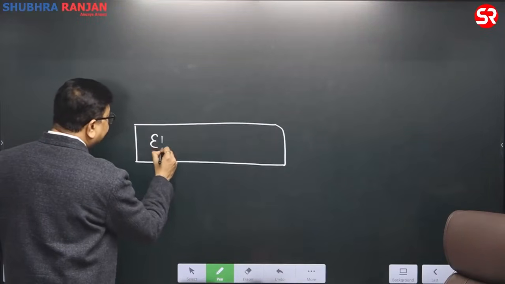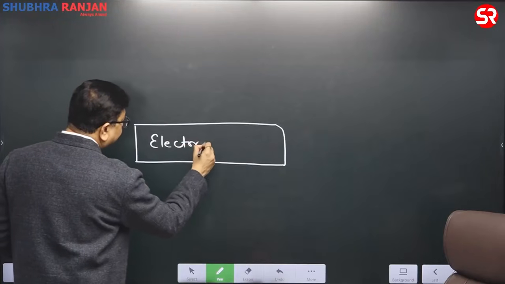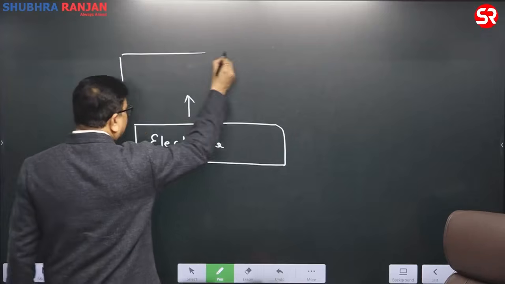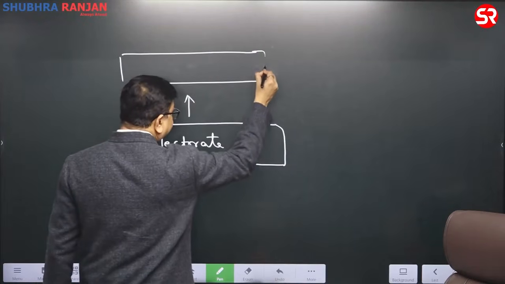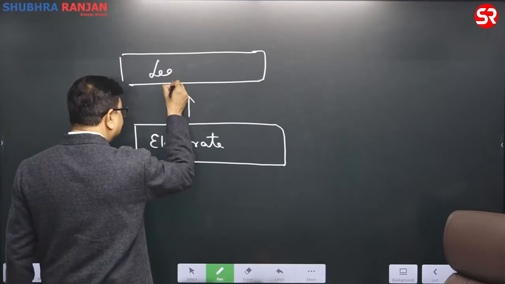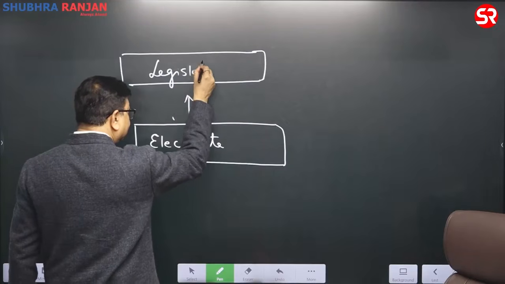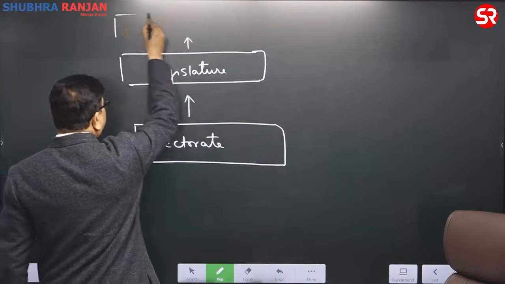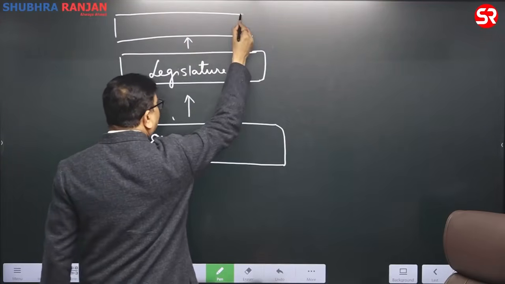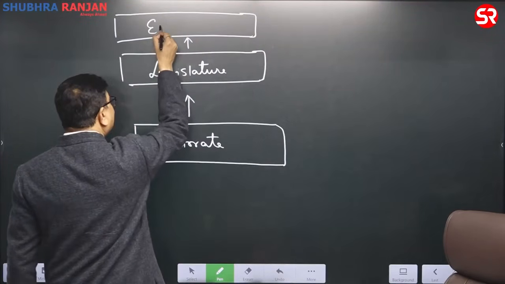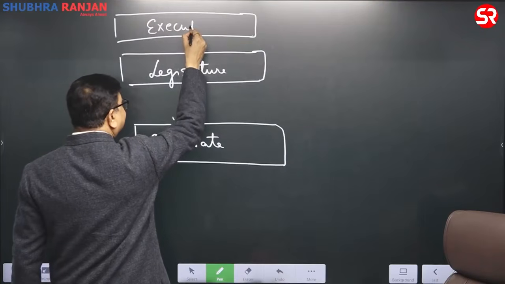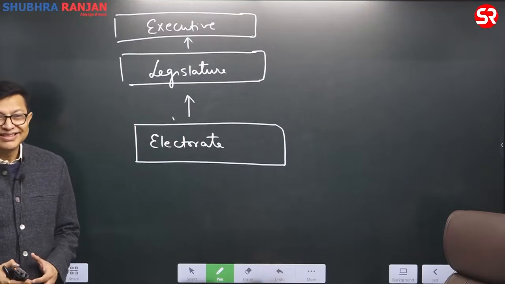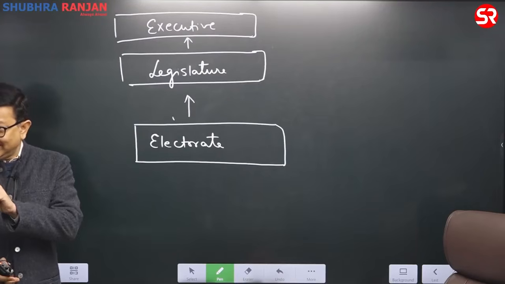First of all, the electorate. It elects the legislature. And the legislature provides for the executive. Here we are talking about political executive. Electorate means the voters. We are the electorate.